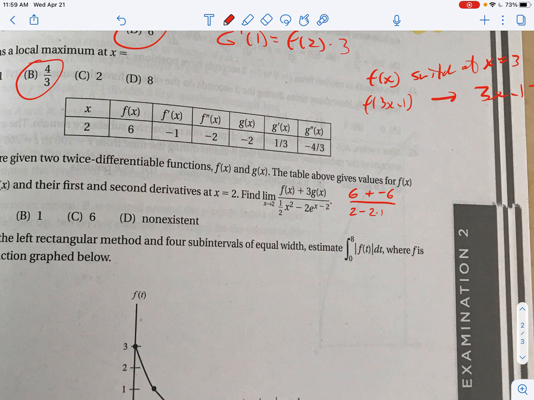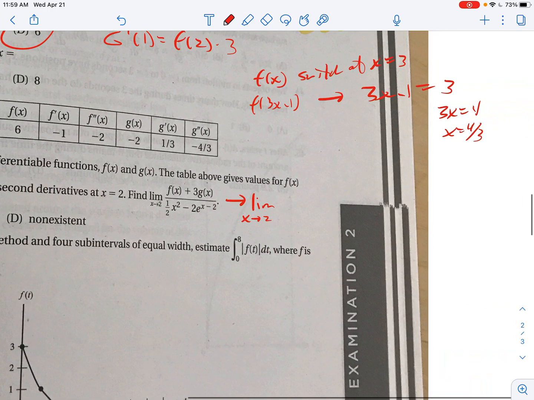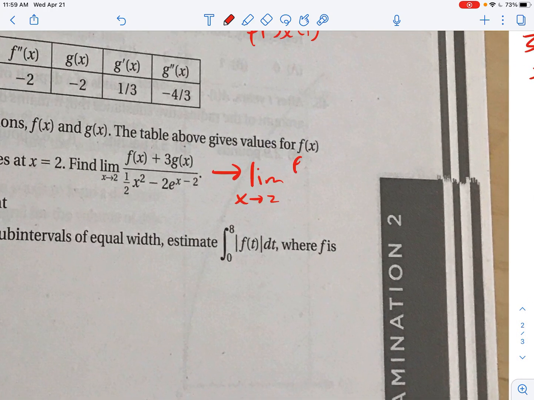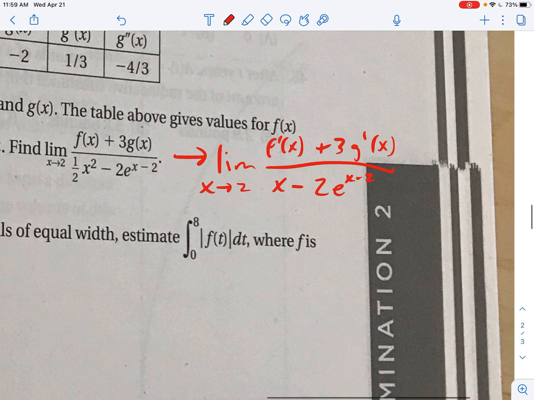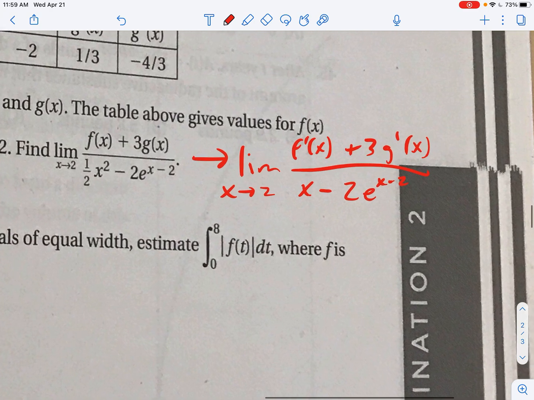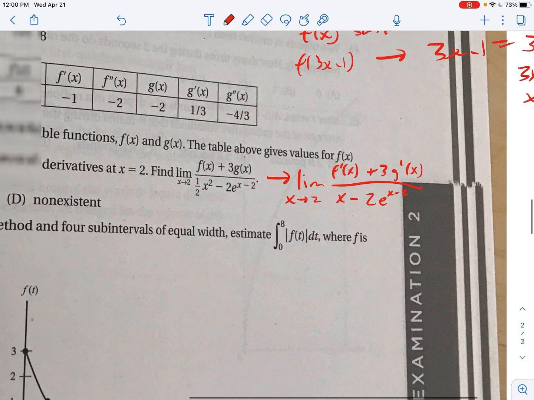So hopefully a little bell goes off. Oh, 0 over 0 as a limit of a fraction. Let me do L'Hopital's rule. By L'Hopital's rule, I can now say, let's take the limit as x approaches 2 of the derivative of the top over the derivative of the bottom, which would be x minus 2e to the x minus 2 times 1 by chain rule, but we're kind of safe there.